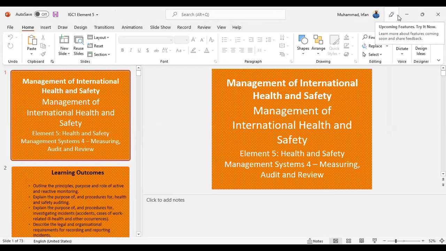We have 5 elements and we have covered 3 elements already. Today I'm going to start element 5. After element 5, tomorrow we will continue with element 4. This element 5 may take 2 days because it's important and interesting also. It covers many things: inspections, audits, procedures. There are many things in this element. After that we will cover element 4.